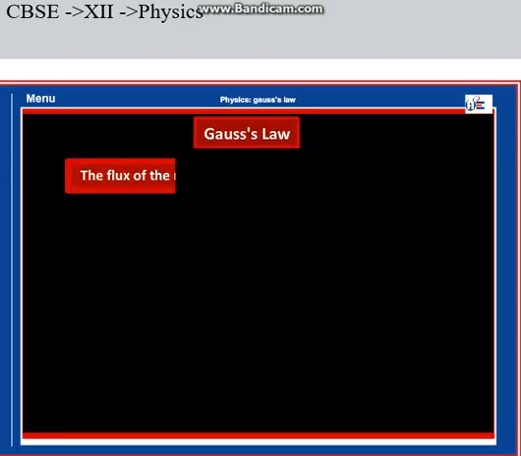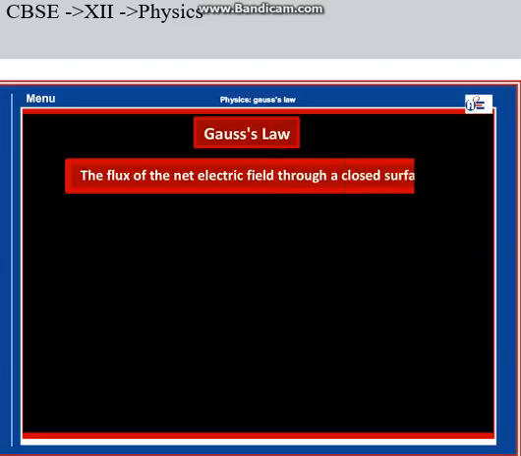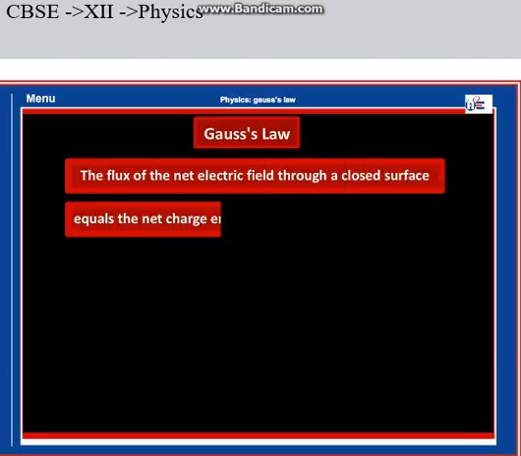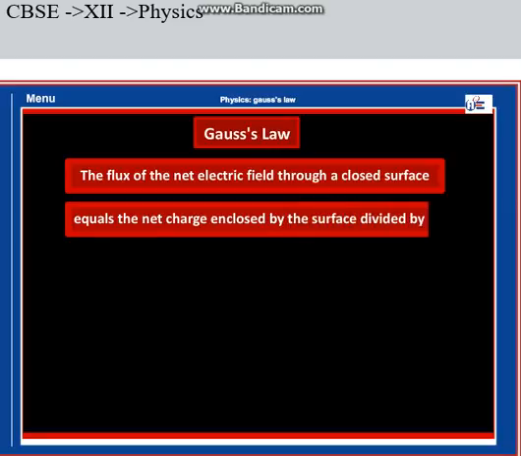The flux of the net electric field through the closed surface equals the net charge enclosed by the surface divided by epsilon naught. In symbols, closed integral of E dS equals q upon epsilon naught. Let this be equation 1, where q is the net charge enclosed by the surface through which the flux is calculated. The electric field on the left-hand side of equation 1 is the resultant electric field due to all charges existing in the space, whereas the charge appearing on the right-hand side includes all those which are inside the closed surface.